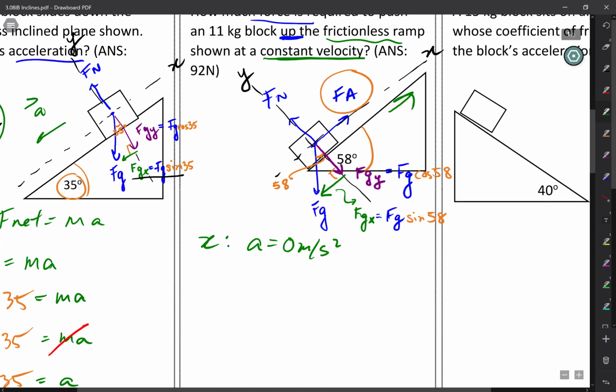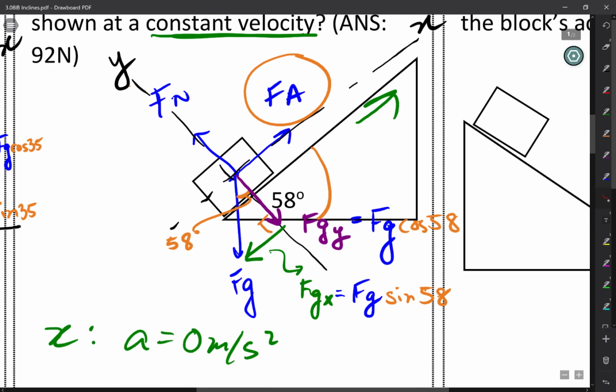Now, what you could do is write out your full F-net equation. If you're like me, I'm kind of lazy, so I will do a little shortcut. But it also makes intuitive sense, because look at it this way. If I'm going up my ramp, I have two forces. I have FA and I have FGX. Those are the only two forces that are going up and down my incline.